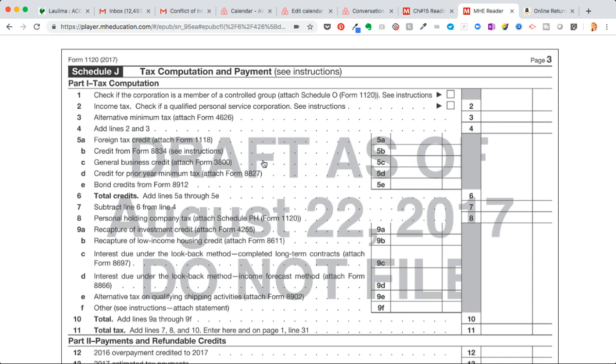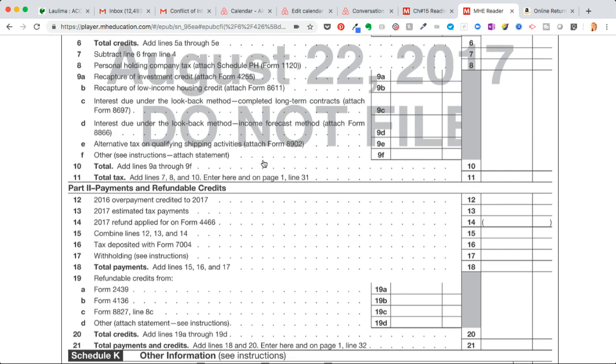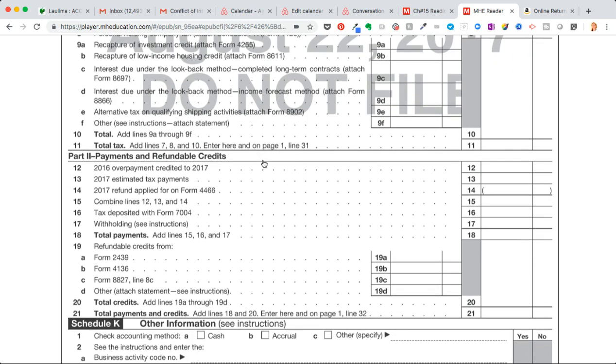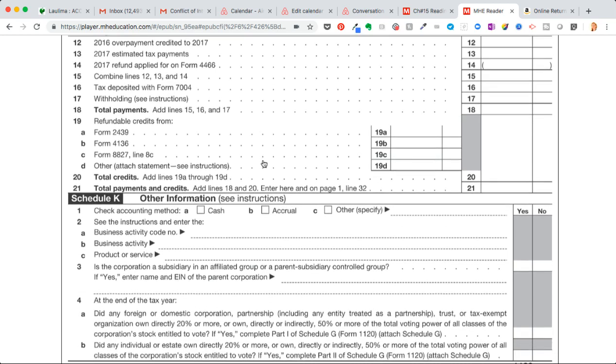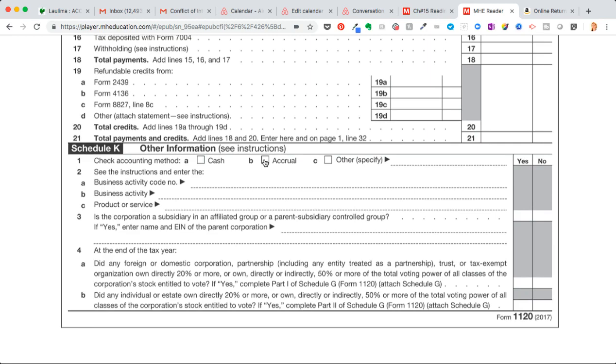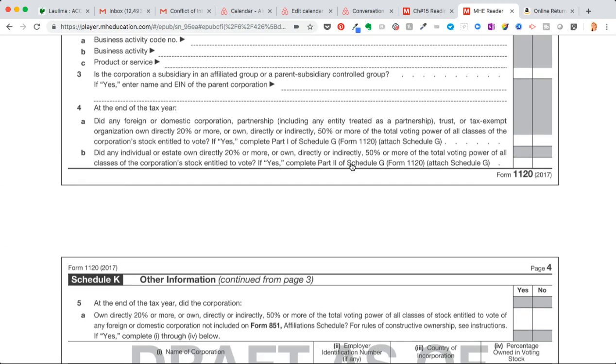So Schedule J, now we're on page 3. This is really the detailed tax computation and payments. This is where you see all of these tax credits. And here we have all of these refundable credits. They have more refundable credits than we do as individuals. And it's so detailed. The rules are quite extensive here.